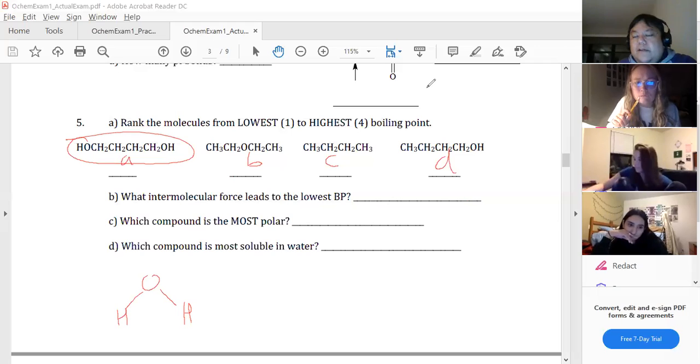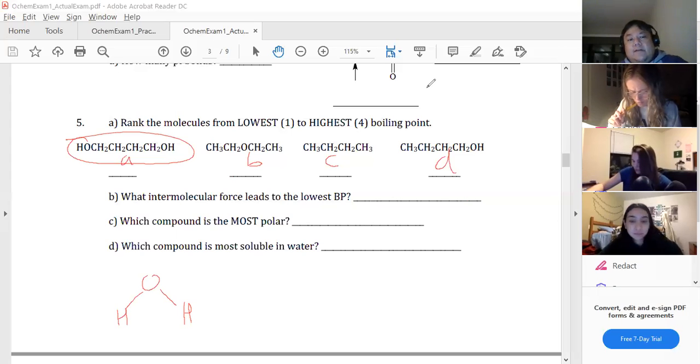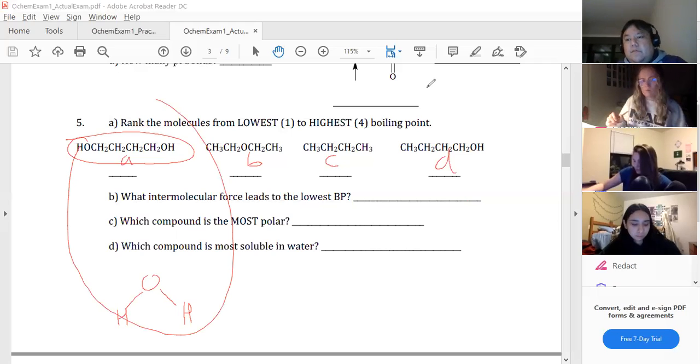So water is extremely polar, right? So if it's extremely polar, you want to pick the one that can do IMFs with it. So if it can hydrogen bond, right? These can hydrogen bond together because it has that OH. So you can form the most hydrogen bonds here. Does that make sense?